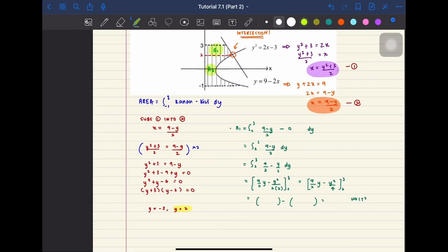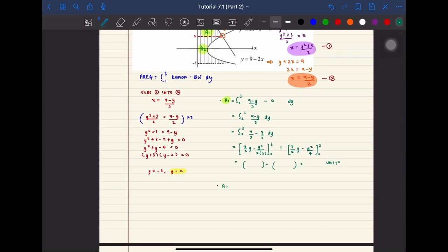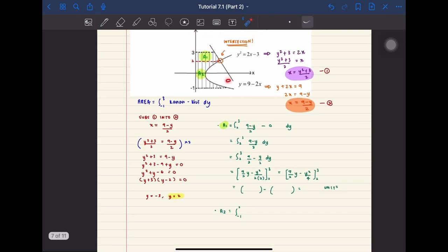Baru A1 guys, kita tak share lagi ya. So, untuk A2 pula sama je. Kita dah tahu dah function dia dari mana sampai mana. So, untuk kawasan A2 pula, so from negative 1 until 2. So, function kanan. Function kanan is the curve, which is this one. Masukkan Y square plus 3 over 2 tolak. So, kanan tolak kiri.